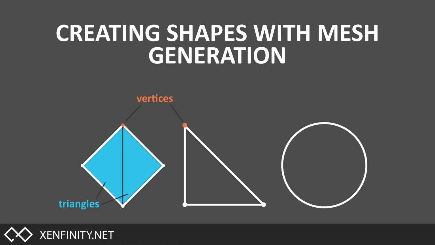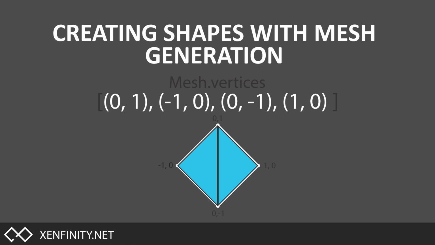So I hate to take you back to elementary school, but vertices are just going to be these little points on the sides or as the corners of our shapes. And triangles are going to be that kind of fill that are totally based on the vertices. Now that's basic stuff. And the vertices array inside of a mesh object is going to be built up of multiple different vectors, so you know, n vectors. And in this example we have four vectors that represent four points in our rhombus here.